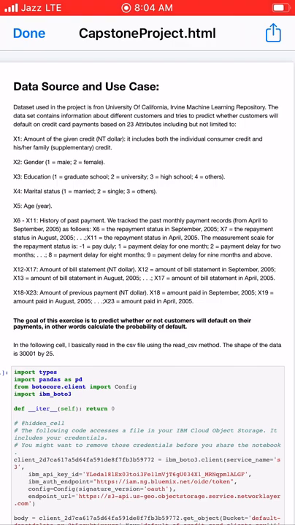For this project, I've taken a dataset from the University of California Irvine Machine Learning Repository. The UC Irvine repository is widely used in universities and colleges around the world. The data set that I've chosen for this project contains information about different customers in Taiwan and tries to predict whether customers will default on their credit card payments based on 23 attributes, which include, but are not limited to, gender, education, marital status, and age.